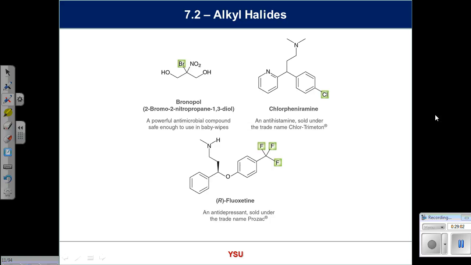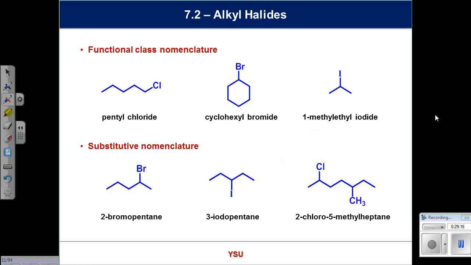Right? But you can make medicines out of these. We can think about this as an antimicrobial reagent with the bromine in there. This one is an antihistamine with the chlorine. And this one is an antidepressant with trifluorine. We can put these in quite easily. They just don't exist in nature. So this is something we'd have to develop.